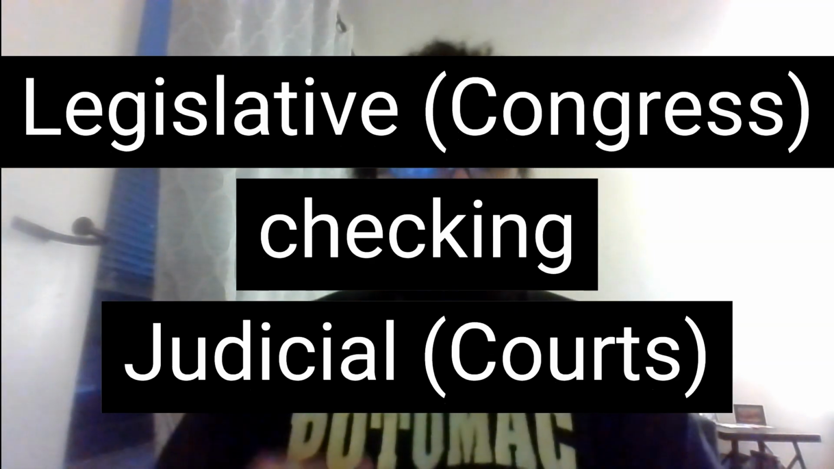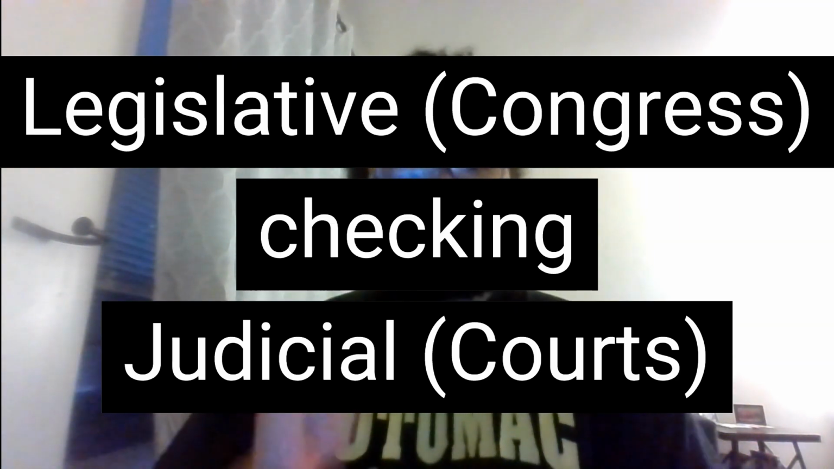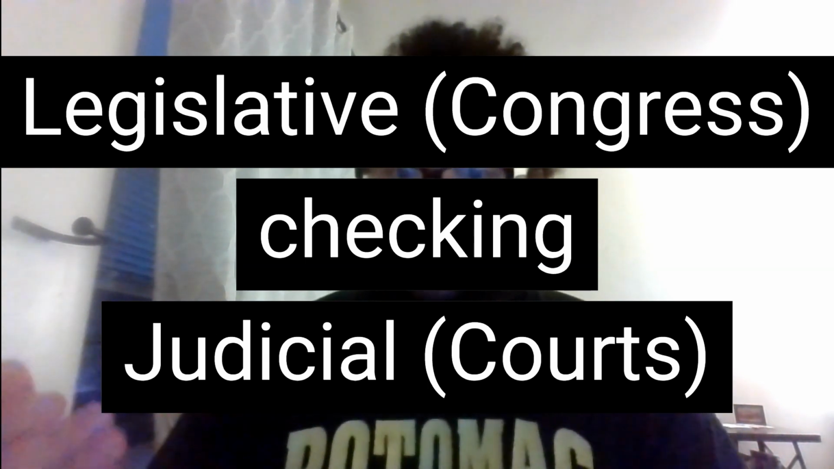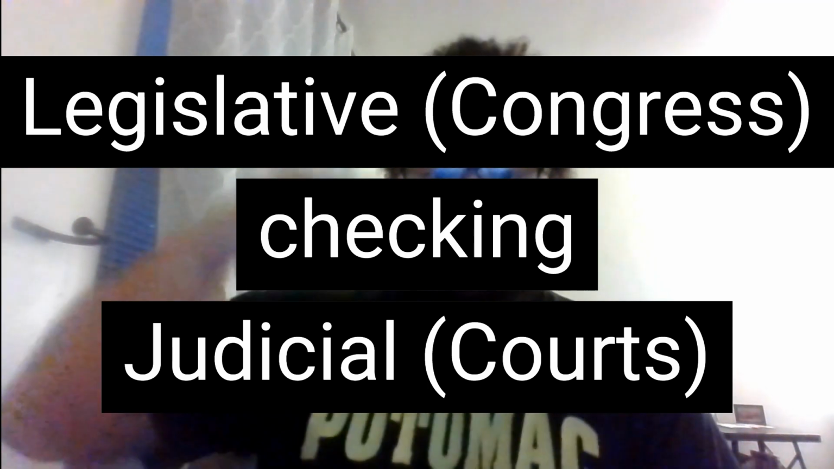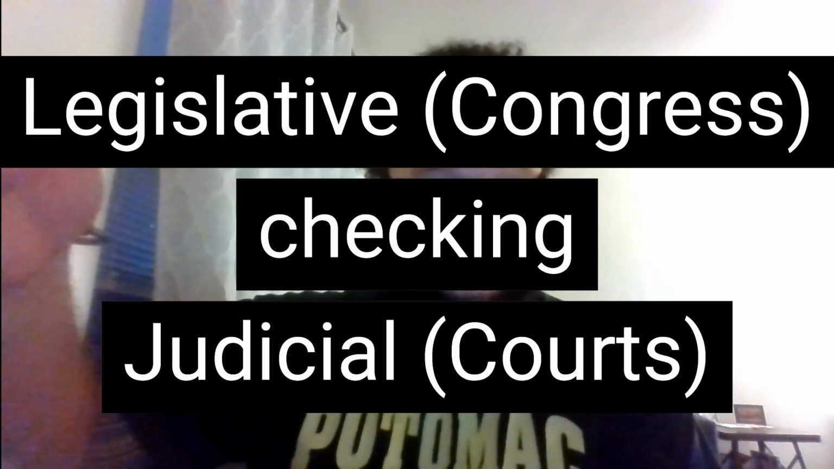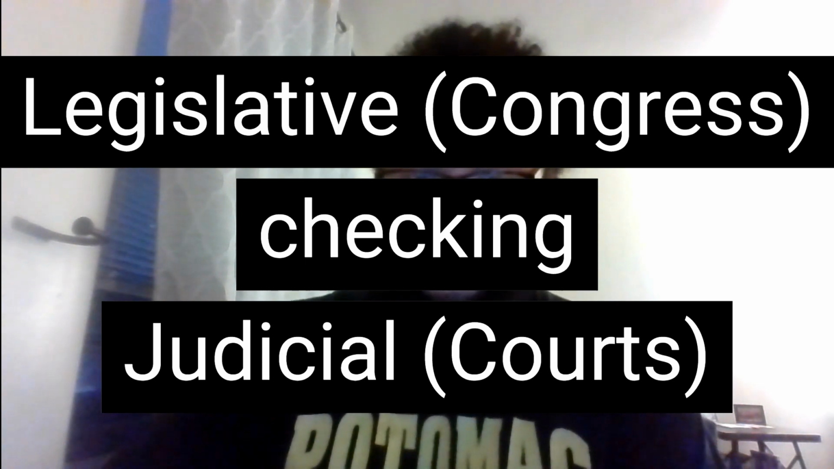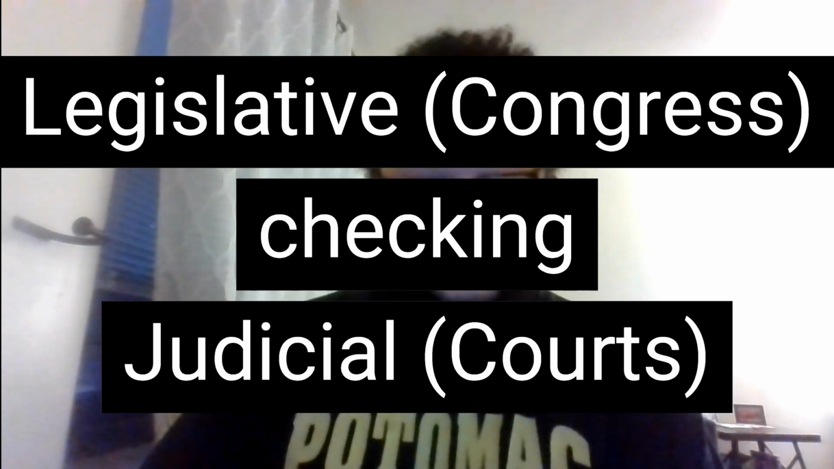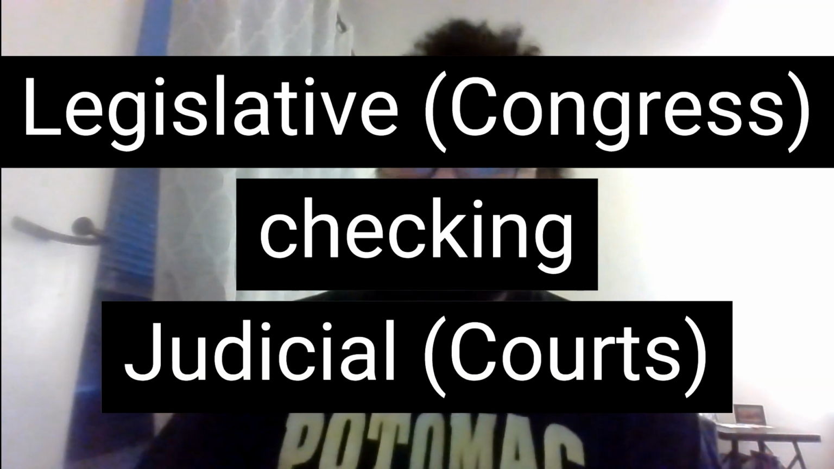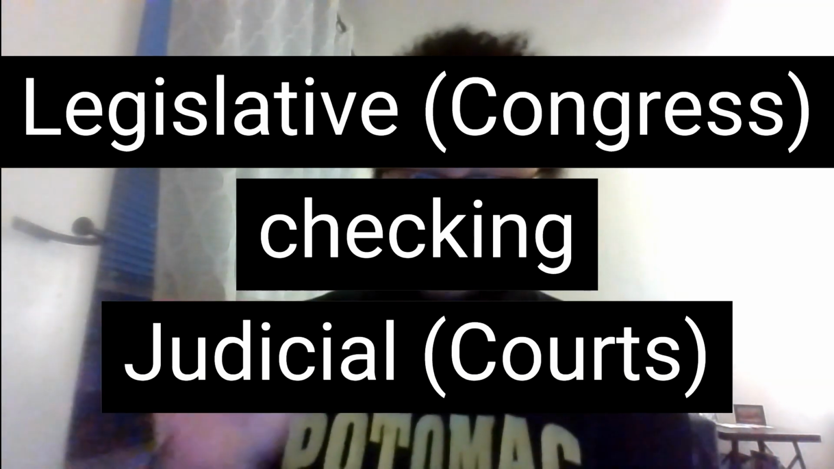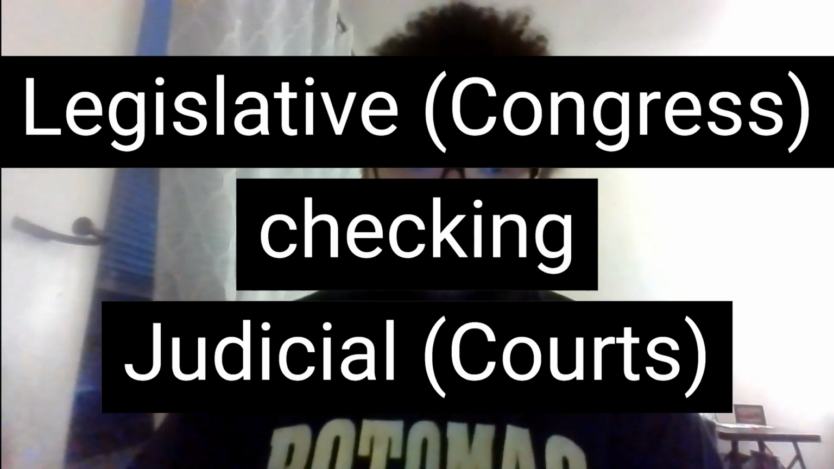Now, how does the legislative check the judicial branch? Well, it's a little shorter, okay, but there are two ways. First, they have final say on who is on the court, right? The president gets to appoint federal judges, okay? Congress has to approve those appointments. So at the end of the day, no one is going to be a federal judge unless Congress says so. Okay, so they get to check the courts because they get to choose who is on the courts.